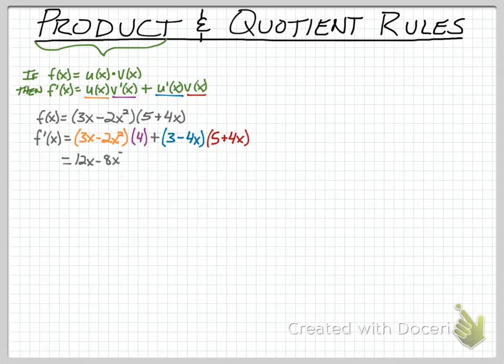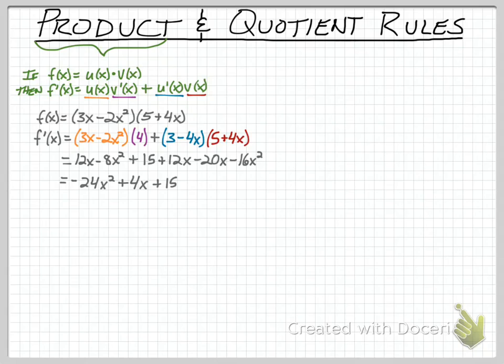So we're going to have 12x minus 8x squared plus 15 plus 12x minus 20x minus 16x squared. You can double check my work as you go along. Make sure that you're seeing how all of this is multiplying out. Then we just start simplifying, and when we simplify, we get negative 24x squared plus 4x plus 15. Alright, so that's how you use the product rule.